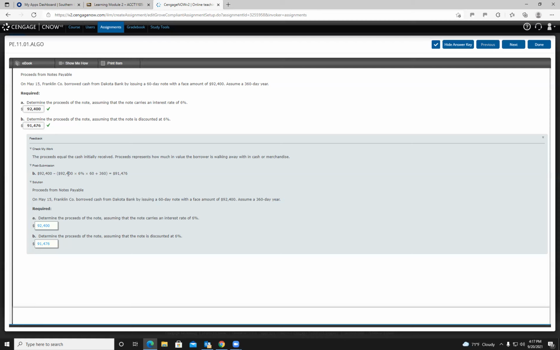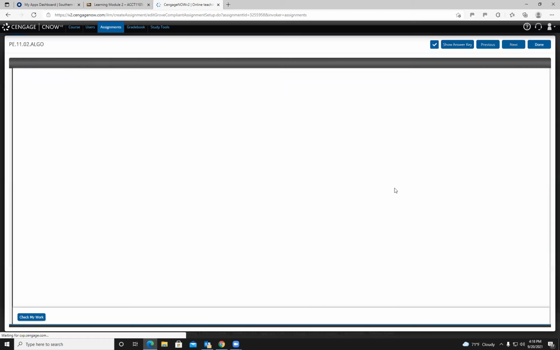Again, with a regular note, the proceeds equal the cash initially received. So in A, it was a regular note, so you pay interest when the note matures, and you get the full face value of the note. On a discount note, they subtract out the discount, and that is the proceeds you receive for the note. So let's move on to the next problem.